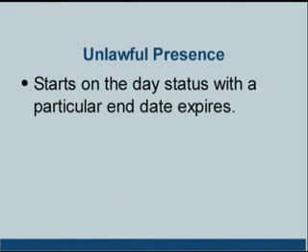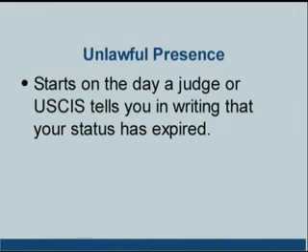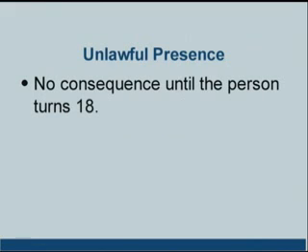It also can start on the first day a particular status expires. So our friend who came in as the L1 till April 23rd, if that person was still here and hadn't done anything to change or extend the status, that person would be not only out of status, but would be unlawfully present, okay, because there was an end date on that I-94 and that person stayed too long. Also, it starts if a judge or someone from the Immigration Service tells you that you're no longer in a valid status, then you're unlawfully present from the day you get that notice. And the other thing about unlawful presence is, although children are unlawfully present, until you're 18, it doesn't really count against you.